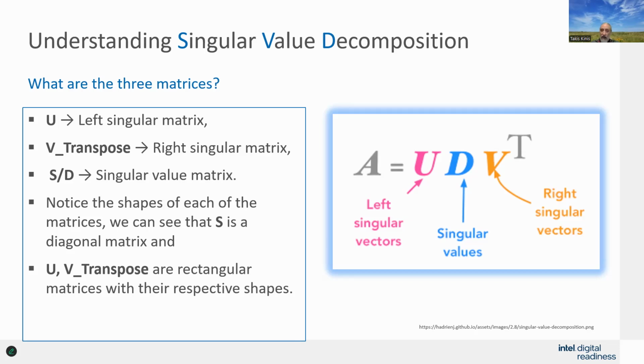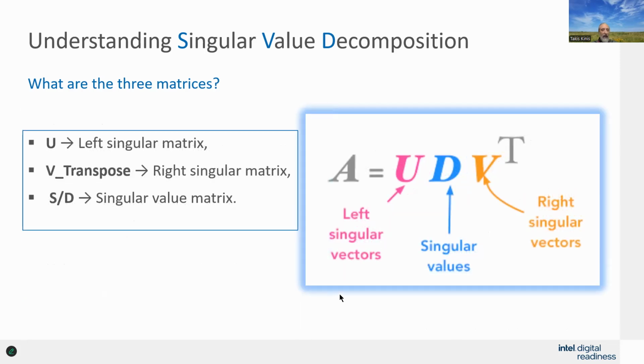So U is the left singular vectors, the column on the left. V is the right singular vectors, and then we have singular values, which are calculated, basically. That can also be referred to as S. And then it says, notice the shapes of each of the matrices. We see that S is a diagonal matrix. U and V, which they call V transpose, are rectangular matrices with their respective shapes. So they might be the same shapes. It could be very different shapes or somewhat compatible, but maybe not. We don't really know that. It depends on the data.